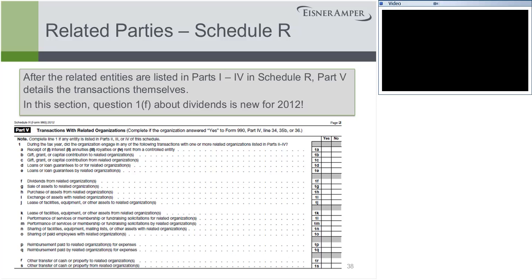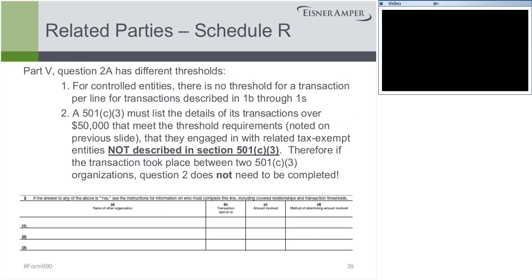Something that's new in terms of the organization is for the bottom section. So I just showed you on Part 5 of Schedule R, there's Part 1 and Part 2. On the last page, we're looking at Part 1. This is Part 2. It's right below that checklist. The IRS has come out and clarified that if the transaction took place between two 501c3s, you don't need to keep going and fill out the rest of Part 2.